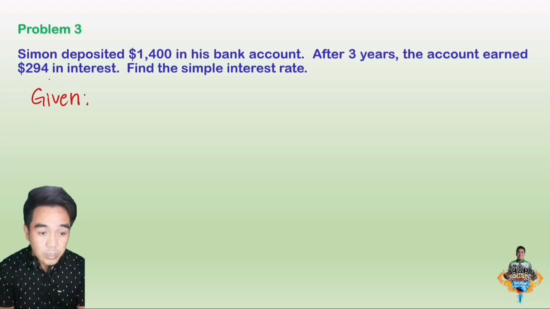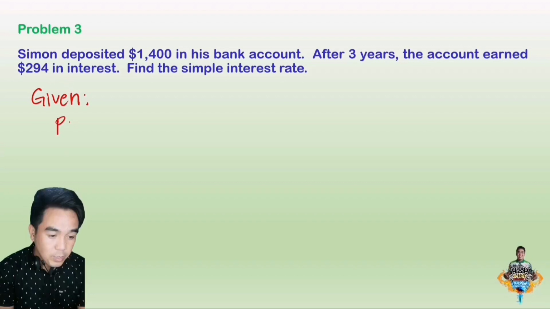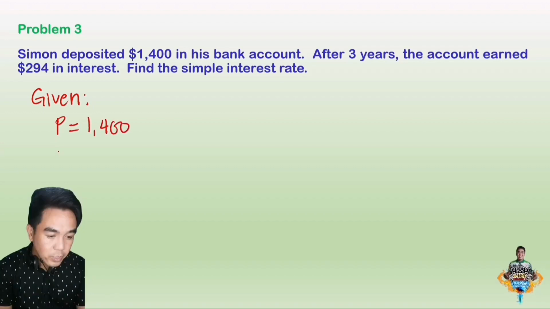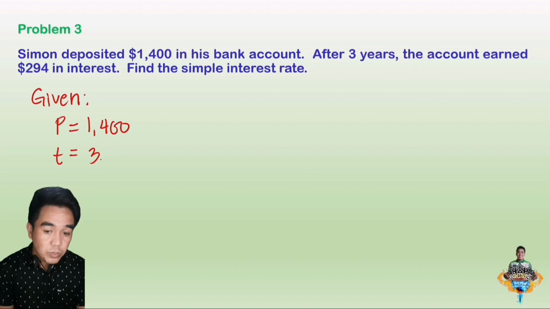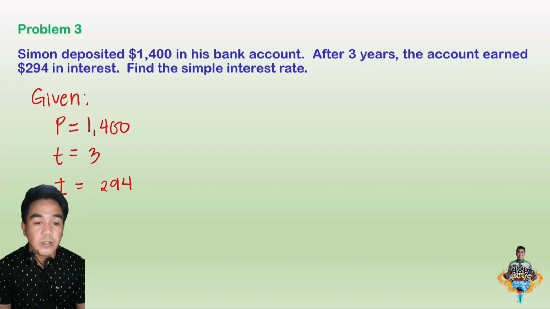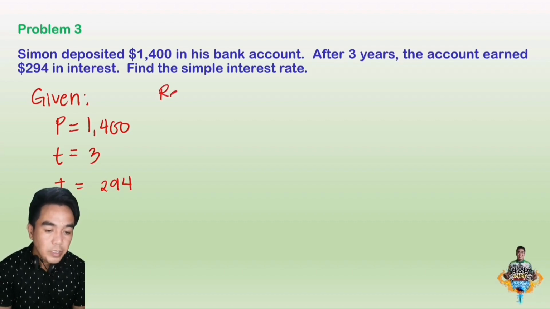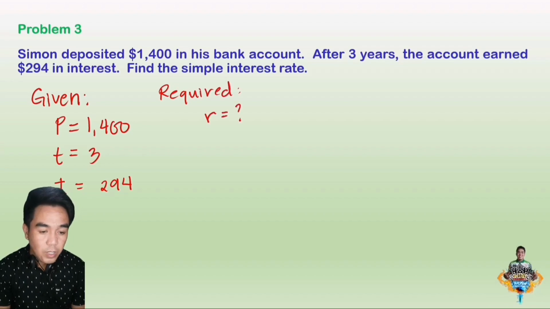Okay, so he deposited 1,400. That becomes the principal or present value. After 3 years, that is the time, the account earned 294 interest. So meaning to say that is all about the interest. Here, the requirement is about the rate. So how do we solve for this rate?